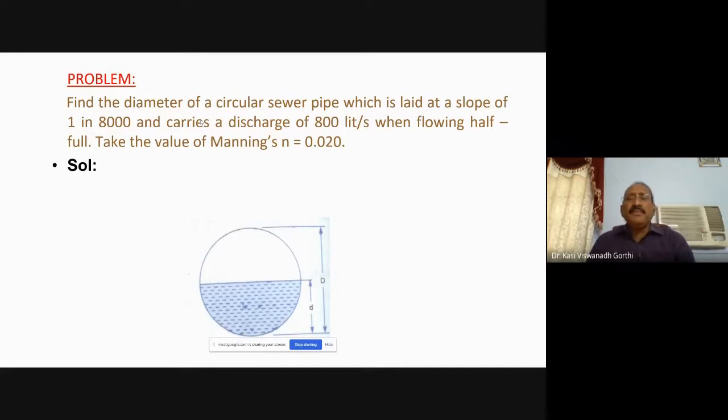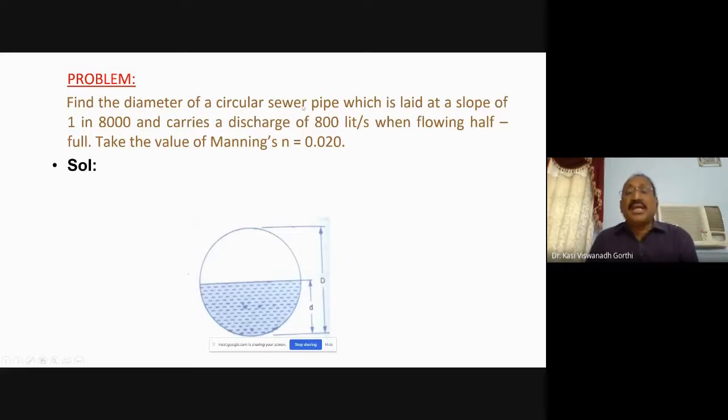What is a sewer pipe? It's a drainage pipe which carries sewage. So usually the sewer pipes would be circular in section and they will be buried underground.